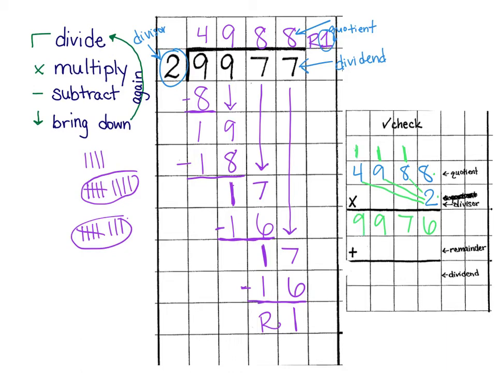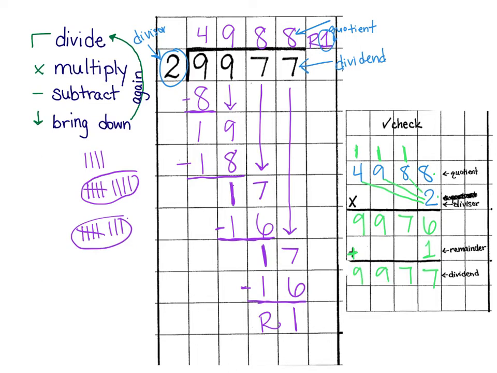Now, this is not our answer yet, because they're not the same. So we need to add our remainder. We have a remainder of 1. We're going to add it together. This time don't multiply it. And we're going to get 9,977.